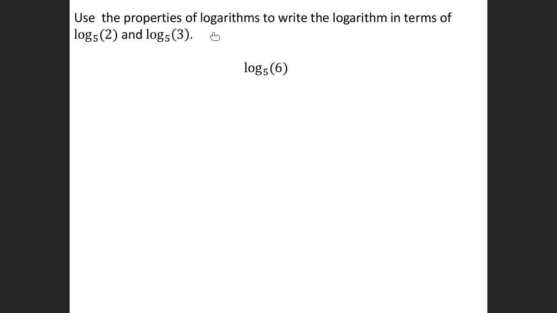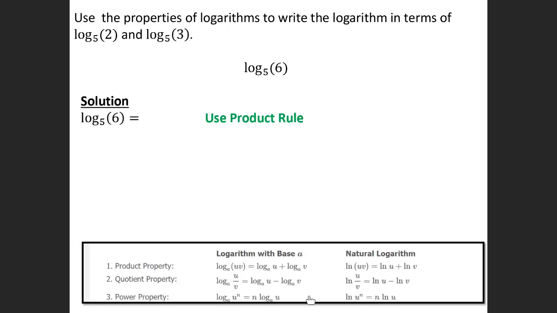It says use the properties of logarithms to write the logarithm in terms of log base 5 of 2 and log base 5 of 3. All these questions that we're looking at, I took straight from WebAssign. So this is the problem here, log base 5 of 6. You want to think about 6. What numbers can we use to multiply and get 6? They kind of give you a hint here because they have the 2 and the 3. So if we rewrite 6, we're going to use the product rule, and we can write 6 as 2 times 3.